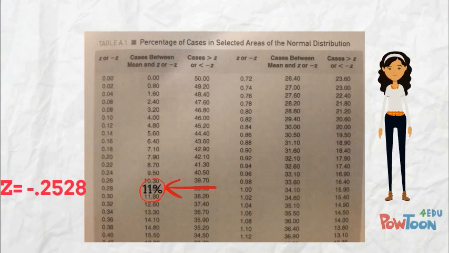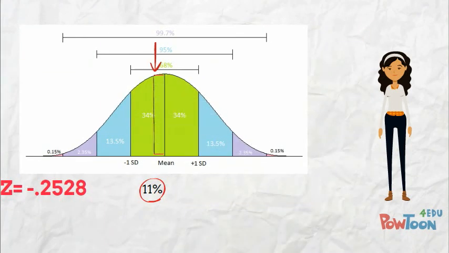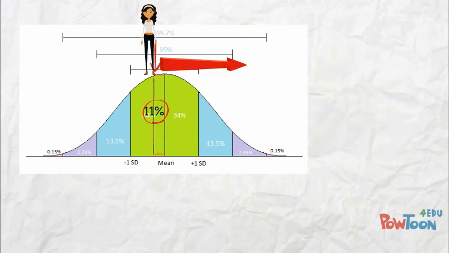But what does that mean? What does that look like? Well, that 11% is this little rectangular box right there. If we add that 11% to the 50% of cases that fall on the right of the mean, we can see that 61% of the cases are greater than our income, or about 60% of our friends earn more than we do. We can also use the z-score to figure out the opposite.